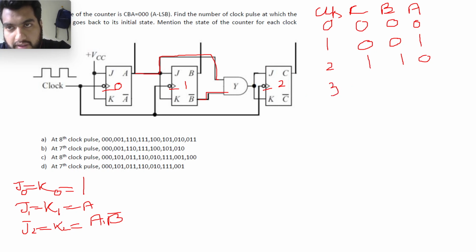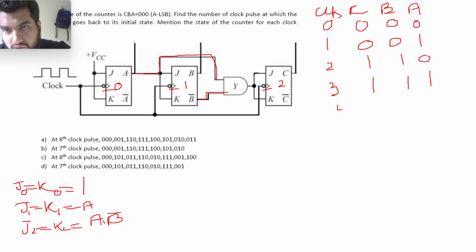Then the third one, A will be 1, and B, since J equal to K equal to A, that is 0, so it will remain at 1. And this one here will be J2 equal to K2 is equal to A dot B complement, so A is equal to 0, it will remain at 0. J equal to K, since A equal to 0, that means J2 is equal to K2 is equal to 0, that means C will remain at 1, so it will be 1, 1, 1.